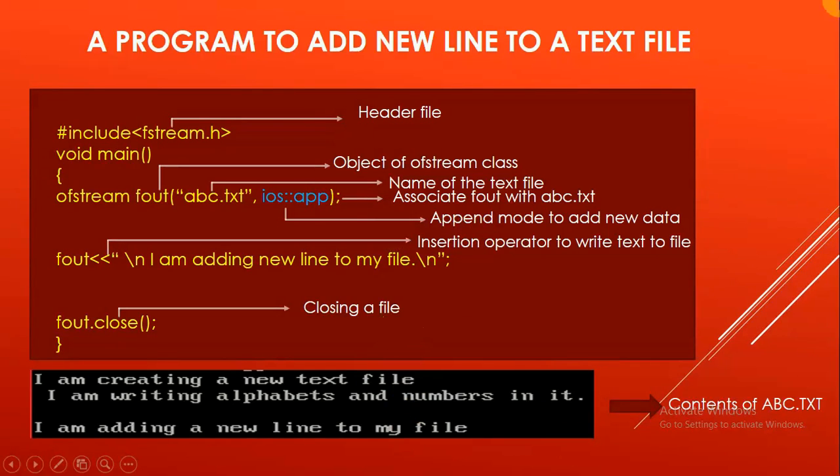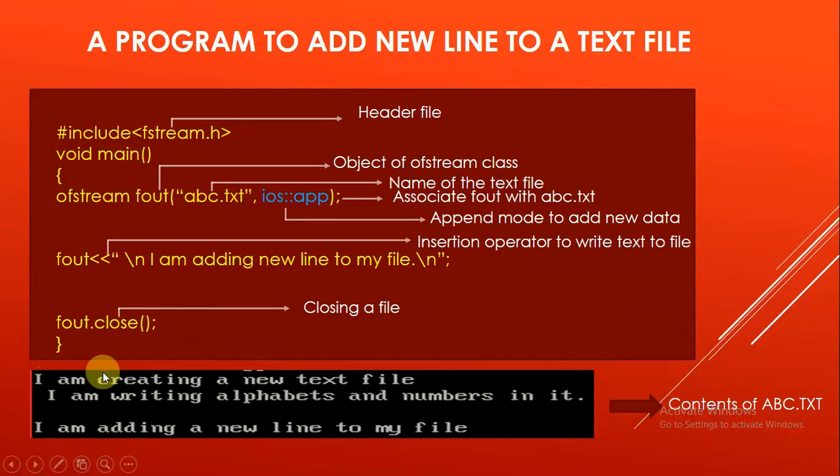The append mode is used to add new data to a file. So if I add this mode, the previous content of my file will not be erased and I am able to add new content to my file. And please remember this: if ios::app is not included, all the contents will get erased from my file. So this is very important. If the file is already created, always open with mode app, which is the append mode. Now if I write fout with \n, I am adding a new line to my file. It will add this line to my file and the previous content is also restored. And I am closing the file here. You can see the output.